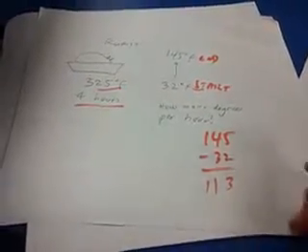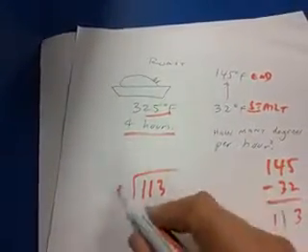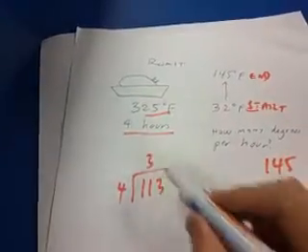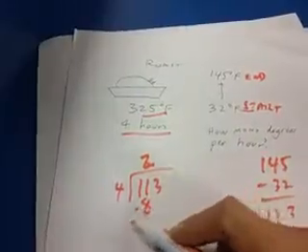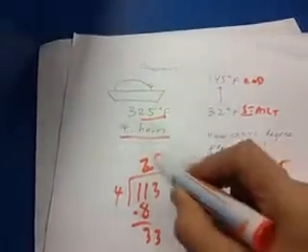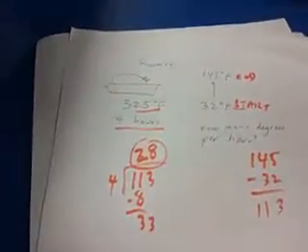I wish they had better problems. 113, you divide by 4. 4 goes into this 3 times. Not quite, it goes 2 times, leaving 8. And then there's 33. It's about 28 degrees. So whatever number is closest to 28 degrees.